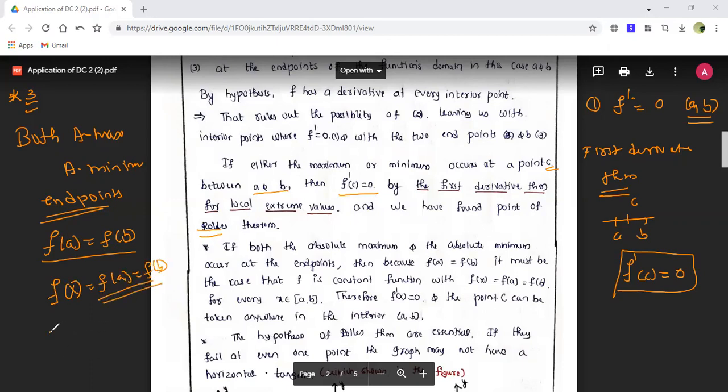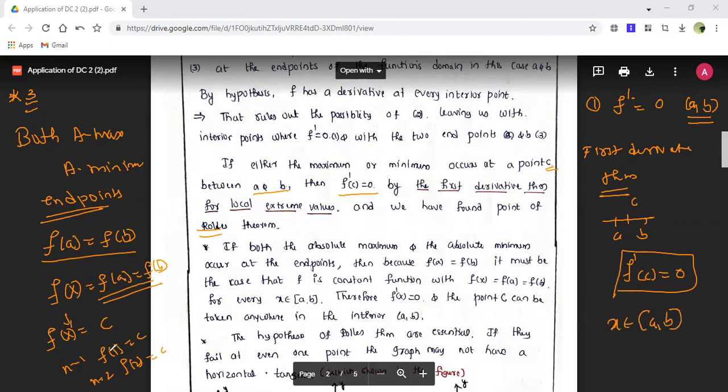Clearly, if I take, for example, f of x equal to c, then if I take x equal to 1, f of 1 is equal to c. If I take x equal to 2, f of 2 is equal to c. So on, you take any value for x, it is a constant value. Similarly, since f of a is equal to f of b, the function must be a constant function on the closed interval AB.